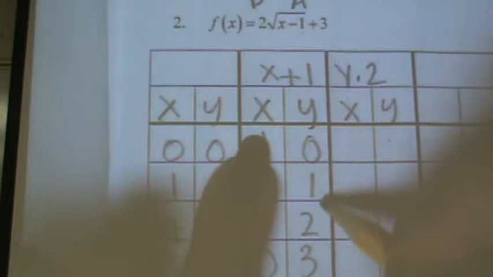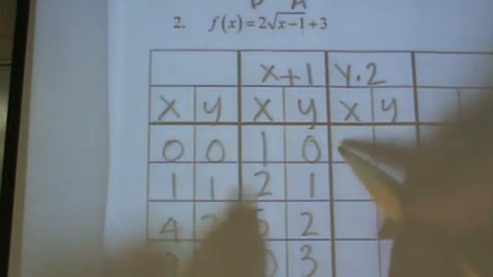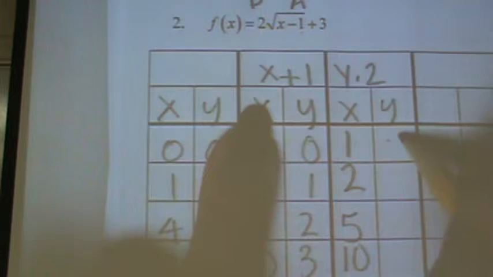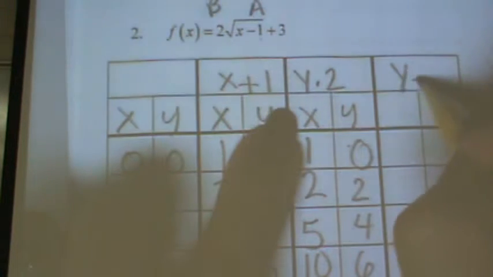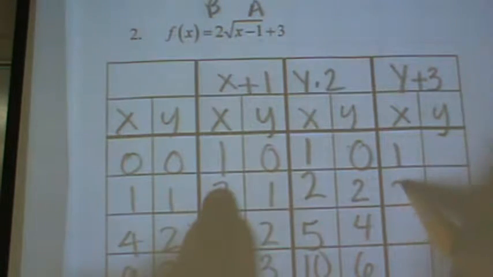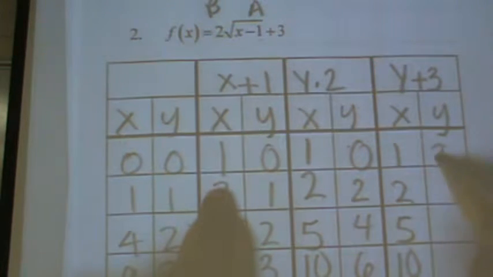Wait, the Y value times 2? No, I'm saying for that, I kept the X's the same. Oh, okay. And then 1, 2, 5, 10, yep, thank you. And then 0, 2, 4, 6. And then what? And then Y plus 3. And then what'd you get? 1, 2, 5, 10 again. And then 3, 5, 7, 9.